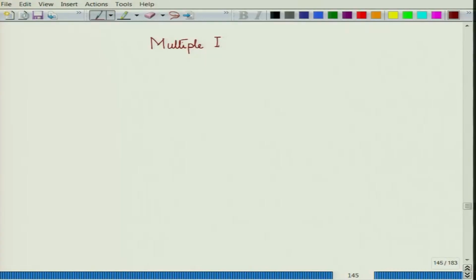So, welcome to the 5th week. It is on multiple integrals. So, multiple integrals 3 as per the course plan. So, here today our focus would lie on double integrals over any given domain, double integrals over non-rectangular domains.